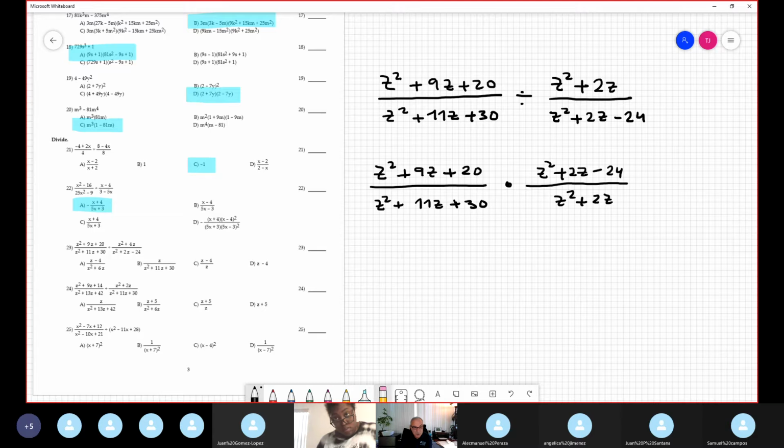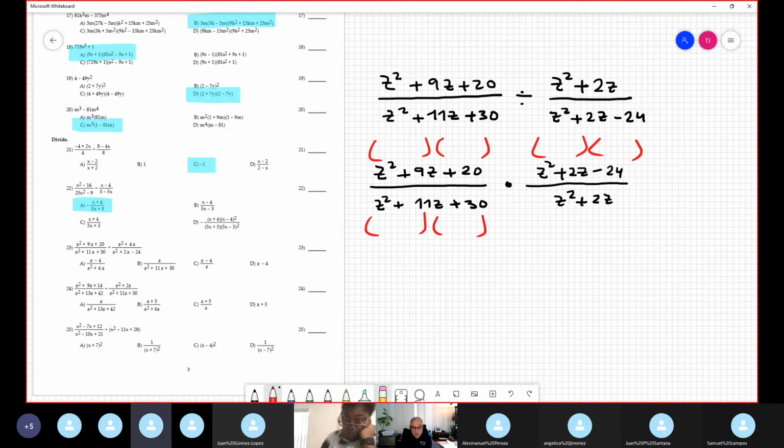Okay, let's do the factorization. Here, exactly in the same place here. Trinomial, trinomial, trinomial, trinomial, trinomial. This is not a trinomial, this is a binomial, but it's easier. This is easy.